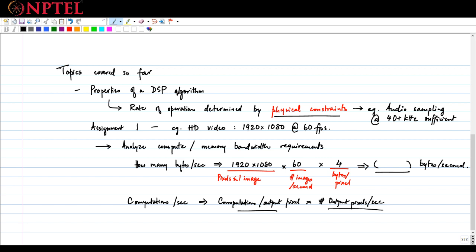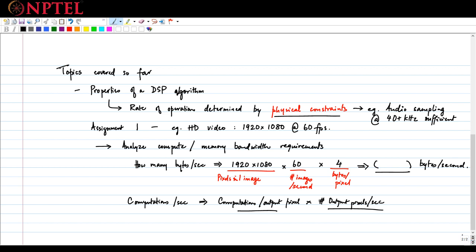Let's say that I'm doing a 3x3 convolutional filter. For each output pixel, I will need to do 9 multiplications and a corresponding number of additions. Okay, so you put all of those together and you end up with computations per output pixel times the number of output pixels per second, and that gives you the total number of computations per second.